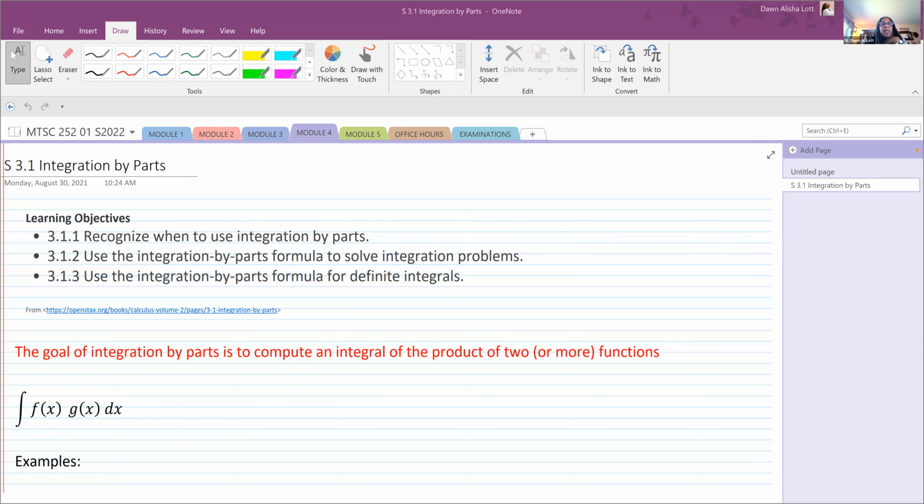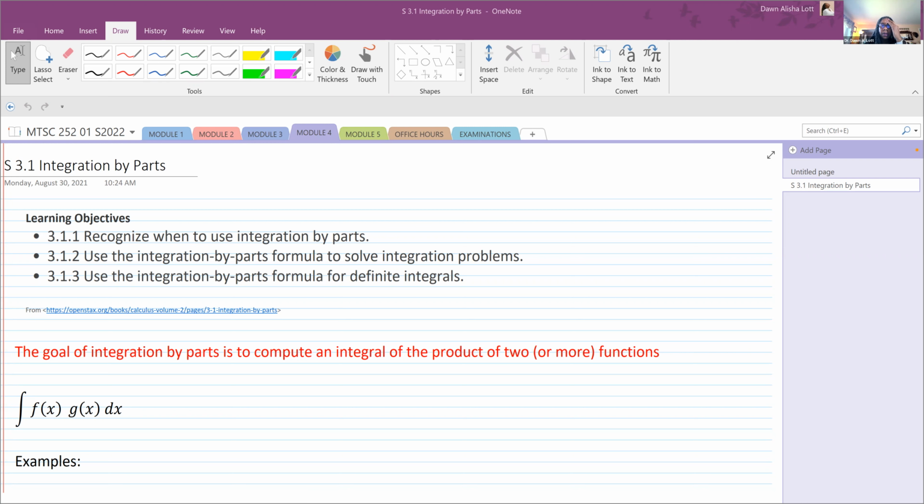Okay, so today we actually start a new module. And this module only involves integration formulas. All right, so it provides for us more ways to integrate difficult functions. So I'm going to get started here with the notes.